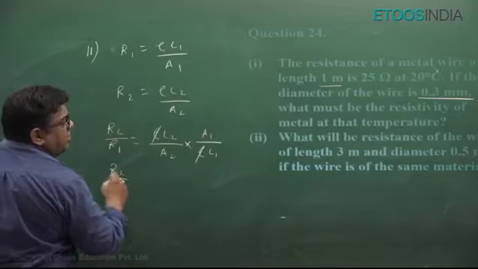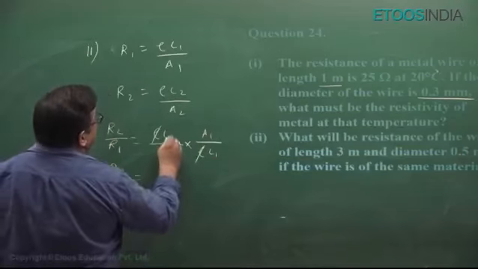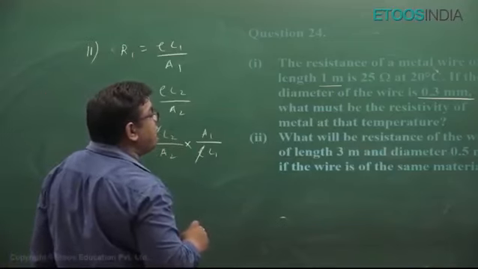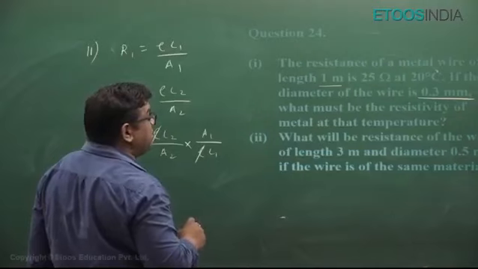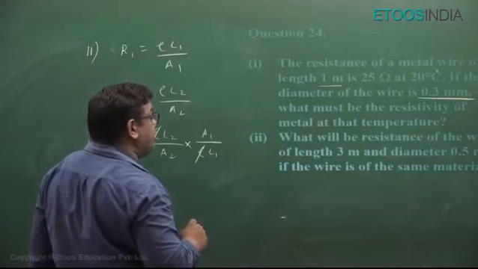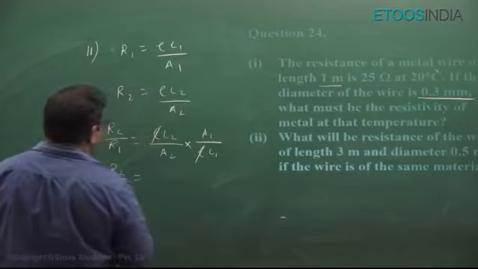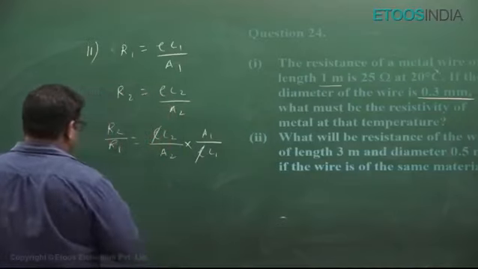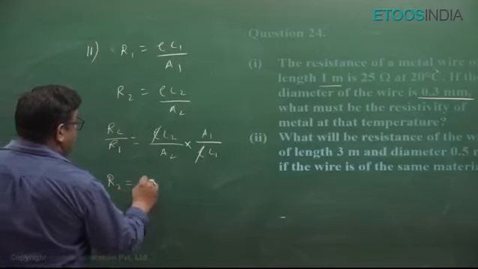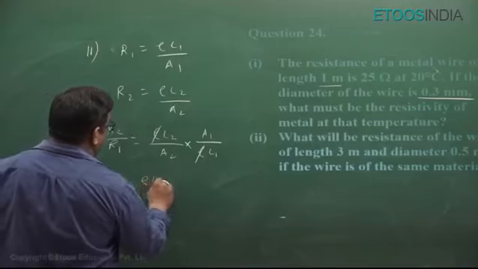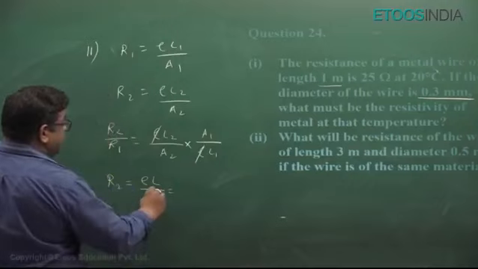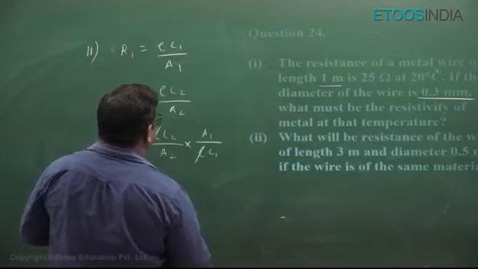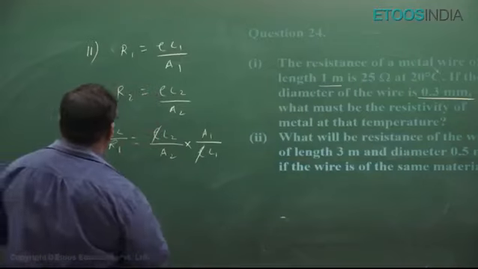R2 upon R1. So we'll put the value of L2 here. It says what will be the resistance of the wire of length 3 meter and diameter 0.5 millimeter. So we can do it in this way, or I'll just solve it directly over here. I'll just write R2 is equal to rho L by A. Got it? So this is like this, I just change it here.